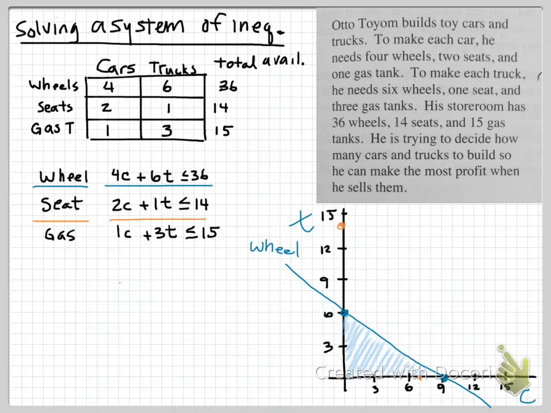So I'm going to find the X and Y intercepts for seats, and it's going to be 14 for trucks, and it's going to be 7 for cars. And so there's my line for seats, and of course it's an inequality, so I have to shade. And so now you can kind of see where they're starting to overlap.